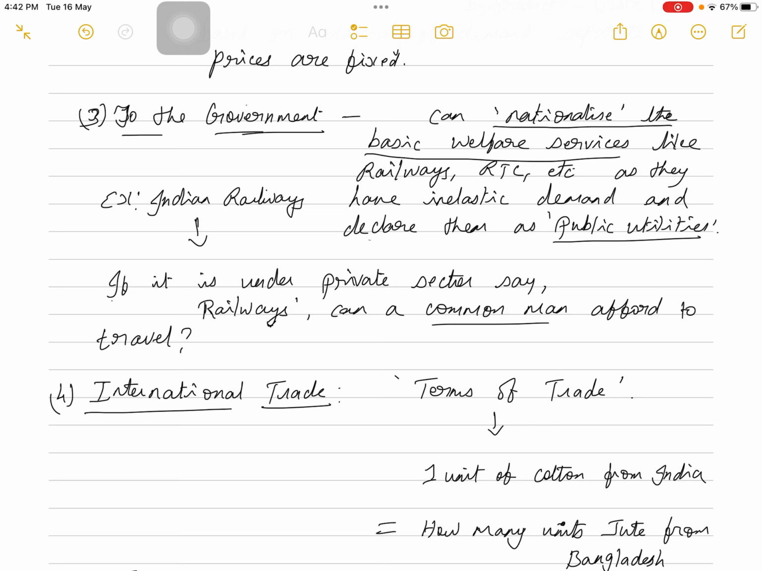And why does the government have to nationalize them? See, I've given an example here. Take Indian Railways. We all know that it is a government monopoly, and because it is under the government, the common man is able to travel. But imagine if it were under the private sector, say instead of Indian Railways, it is called Reliance Railways.